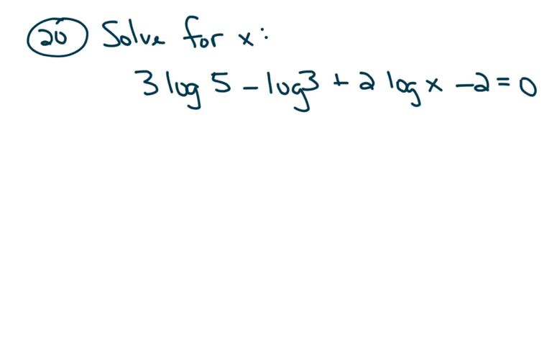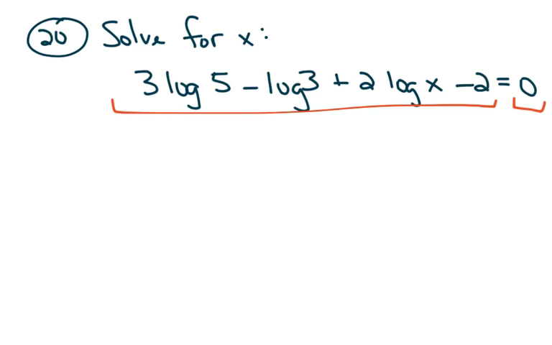Solve for x in number 20. 3 log 5 minus log 3 plus 2 log x minus 2 equals 0. Again, you have a couple options here for solving. You could put this into y1 equals, this into y2 equals, and since y2 equals 0, your solution would be the x-coordinate of the point of intersection with the x-axis. So in other words, it would be the x-intercept.